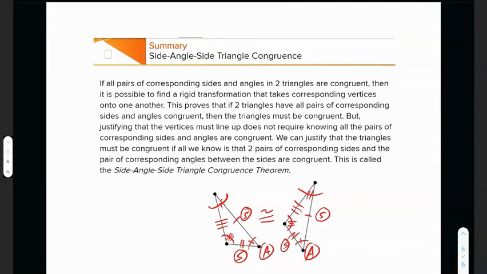All right, so notice how I got SAS first. Therefore, I knew that these two triangles were congruent. And because I knew that these two triangles are congruent, all their other corresponding parts have to be congruent to one another.